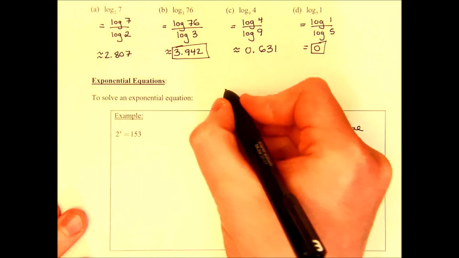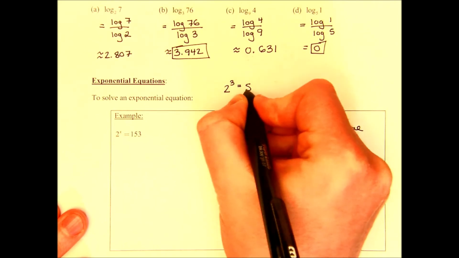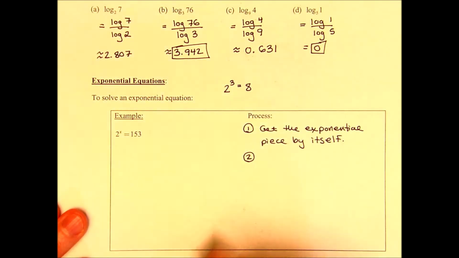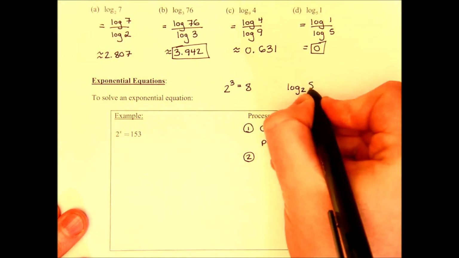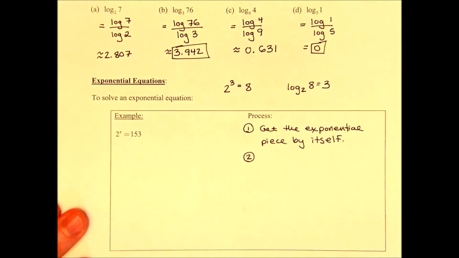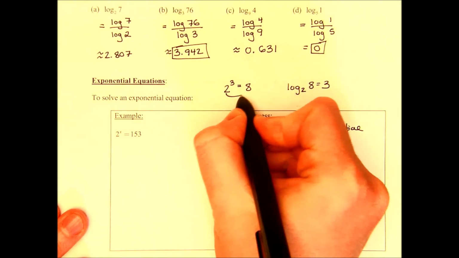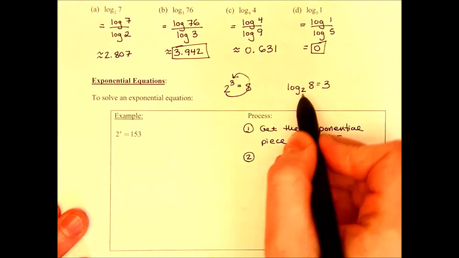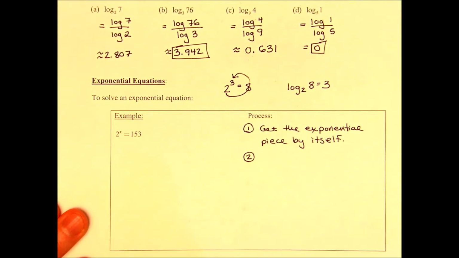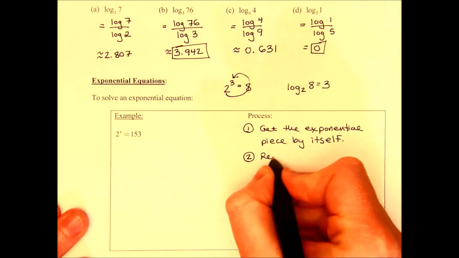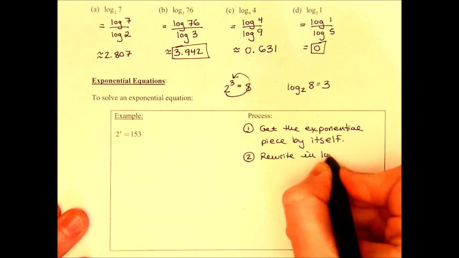Before I do that, just to remind you, remember if we have 2 to the third equals 8, we could write the same problem in log form as log base 2 of 8 equals 3. I also showed you Mrs. Eburn's trick. Log base 2 of 8 equals 3 is how you would convert that. Step number 2 is we are going to rewrite our problem in log form.